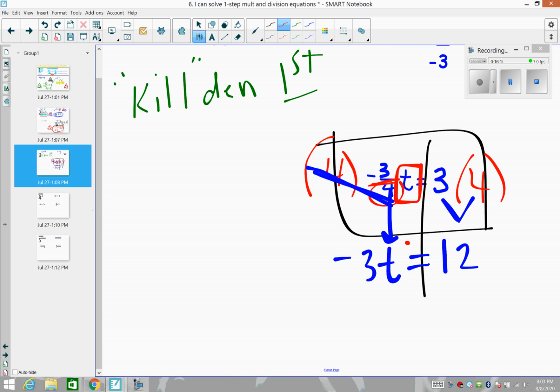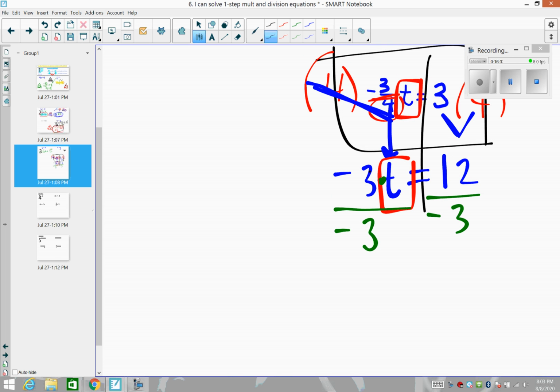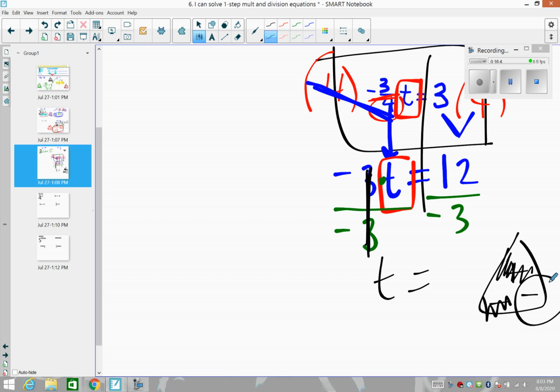So with that said, we are going to now get rid of the negative 3 that's sitting out front. The operation is multiplication, so we have to get rid of the number out front. We're going to divide by negative 3, copy, paste. Again, this is called kill denominator first. Negative 3 divided by negative 3 is 1. And on the right-hand side, we have a positive 12. This is a triangle. Divide by a negative 3 results in a negative 4.